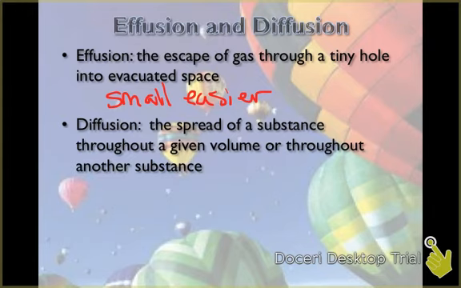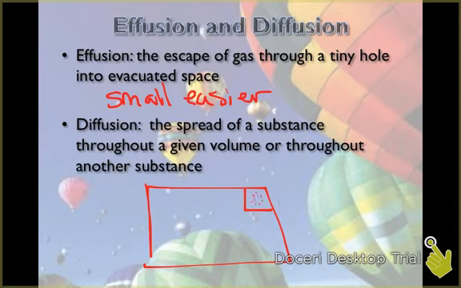Diffusion, on the other hand, is a completely different concept. Diffusion is basically just talking about the spreading of a substance throughout a given volume or throughout other substances. So that's like in our classroom, if a student back here in this corner decides to spray perfume, the smell of the perfume does not just stay there. Eventually, it'll start to spread out to try to fill this entire room, but it's not going to be escaping out of the room. Diffusion is when it just is expanding through a substance. Effusion is when you are moving through tiny holes.